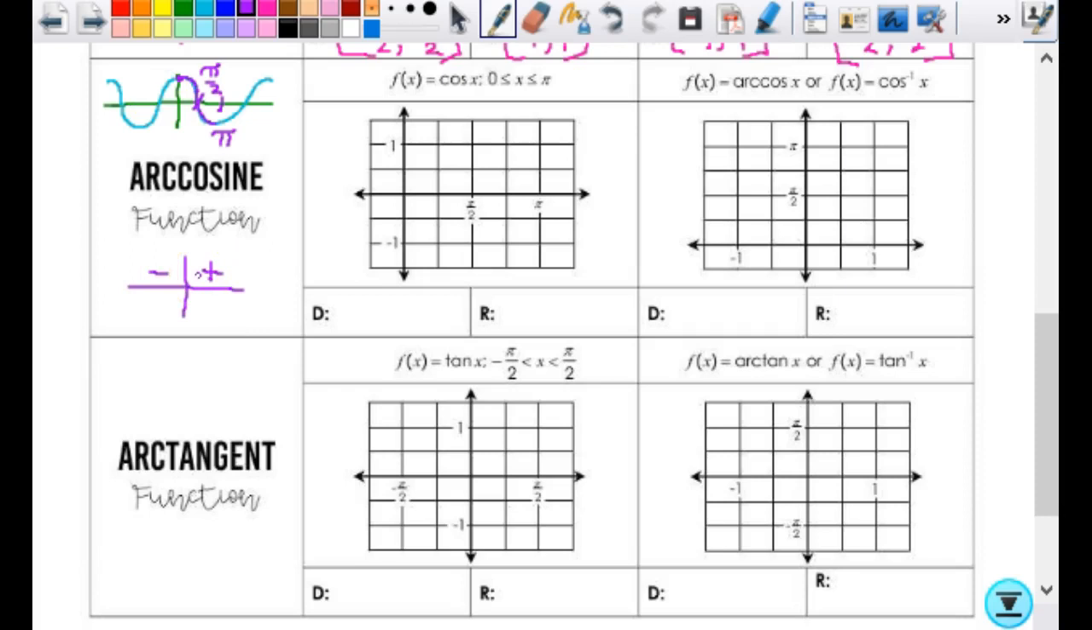So we're going to plot just the purple part over here. The cosine of 0 is 1. The cosine of pi halves is 0. The cosine of pi is -1. And then we know what cosine looks like, so we can sketch that in. The domain here goes from 0 to pi, and the range goes from -1 to 1.